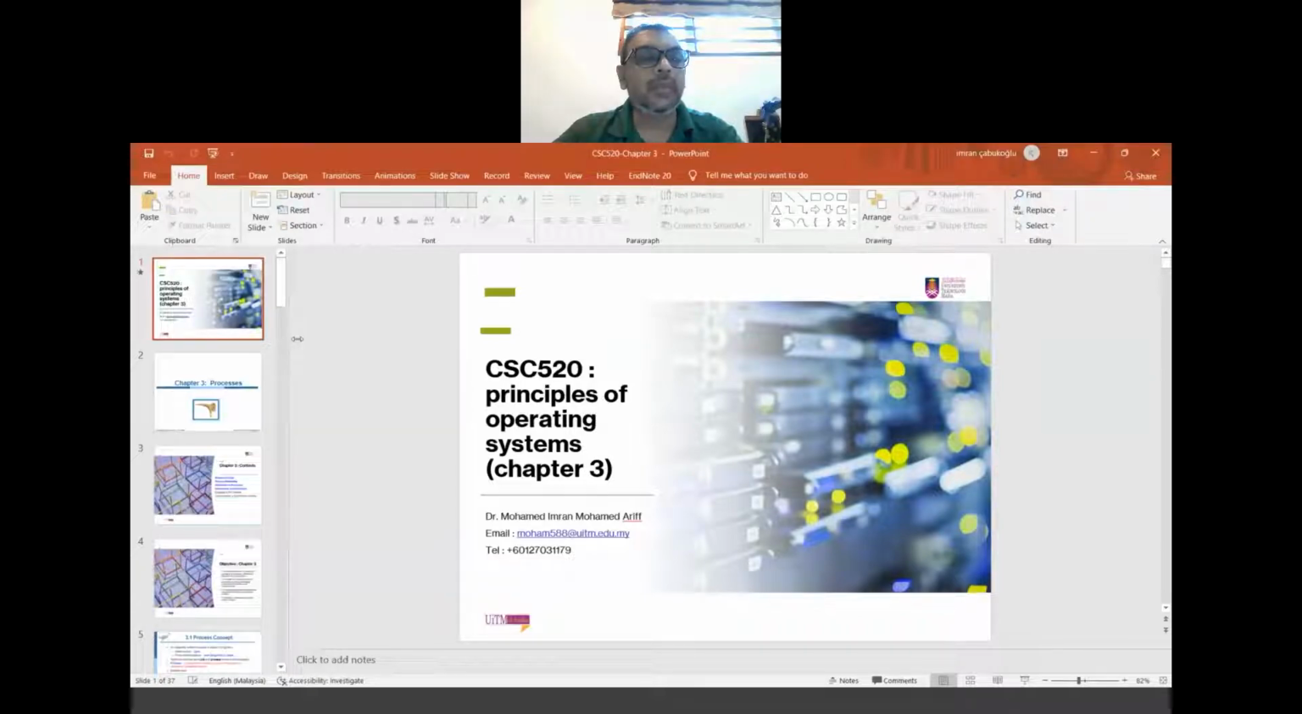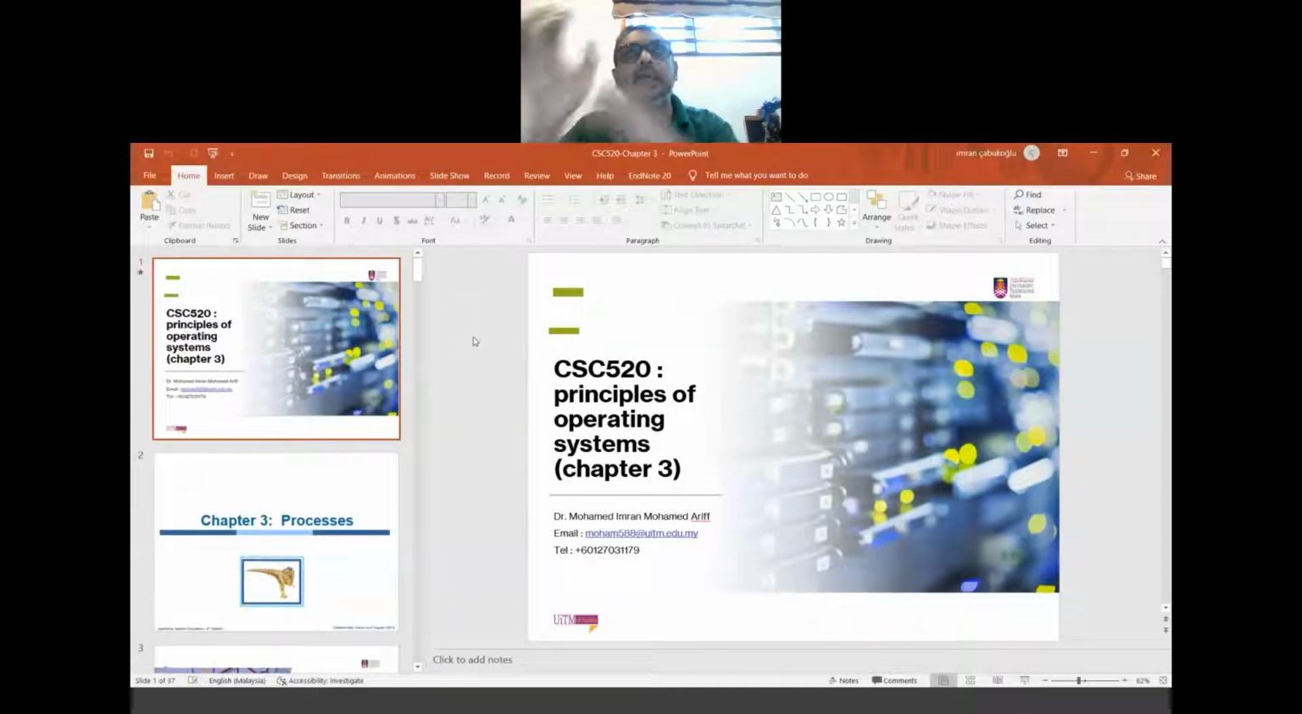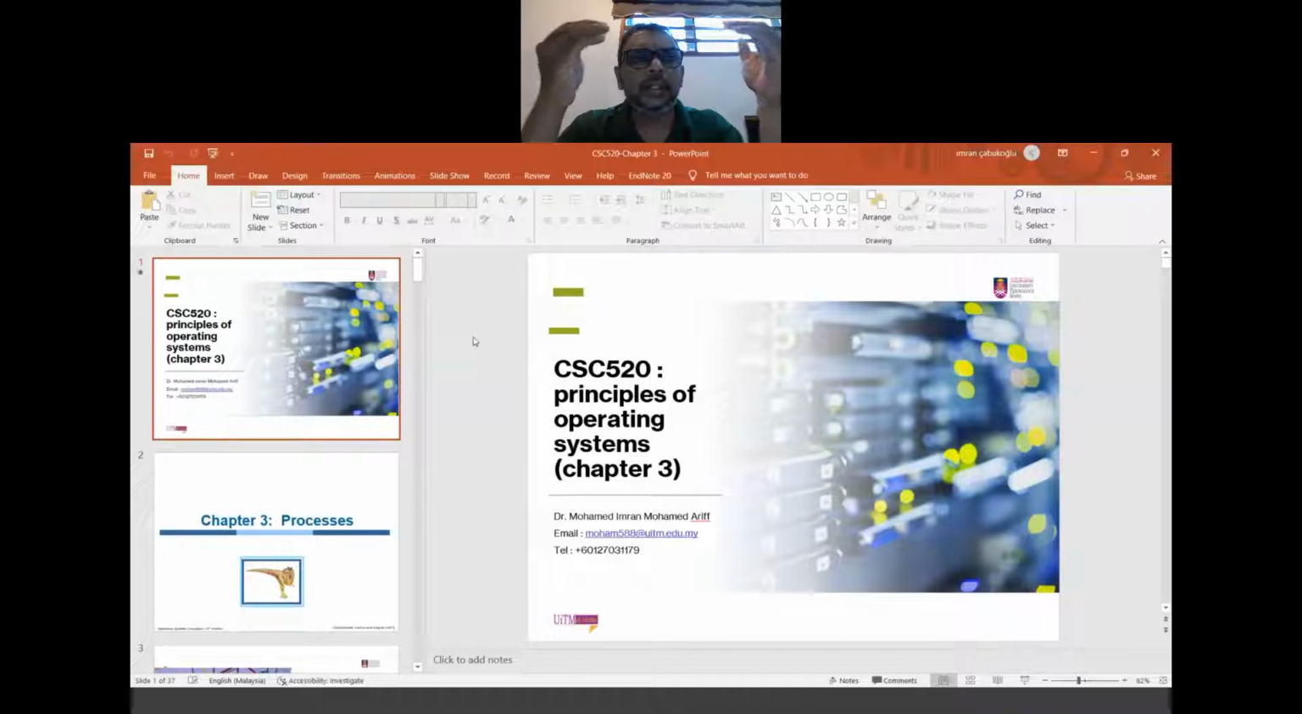Just to recap what we have done yesterday in chapter 2, we have seen a few terms that we need to understand. We have learned about system call. We have learned about what the operating system can do, and how the operating system talks to a system call, what a system call is per se. So that is very, very important.